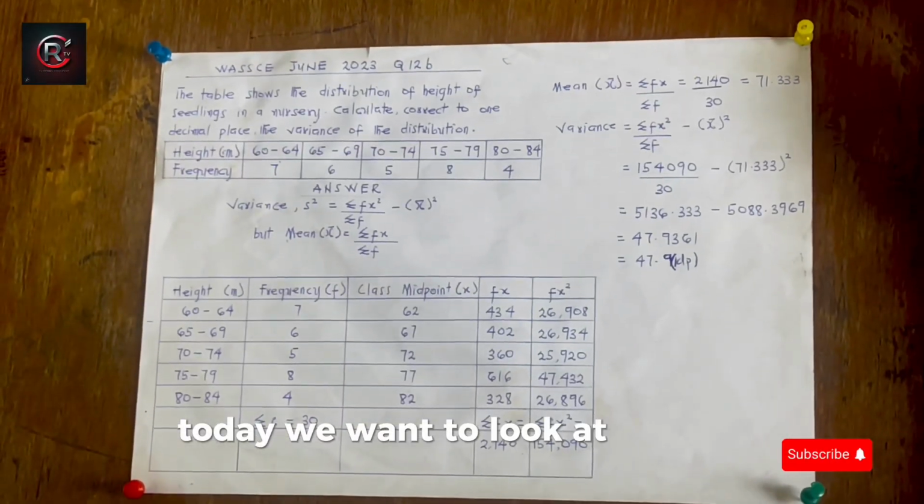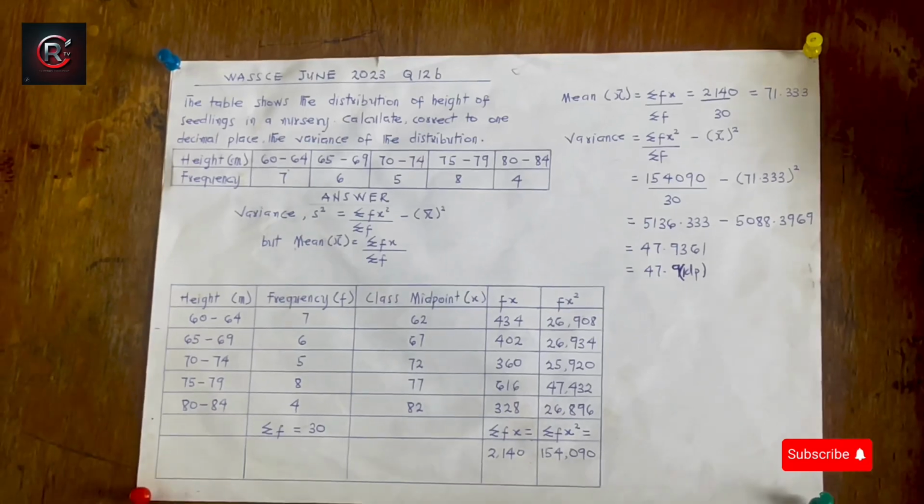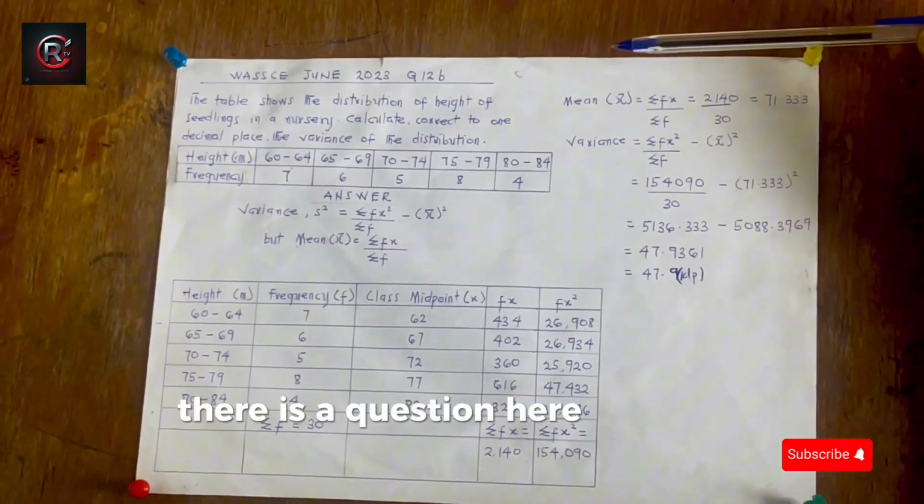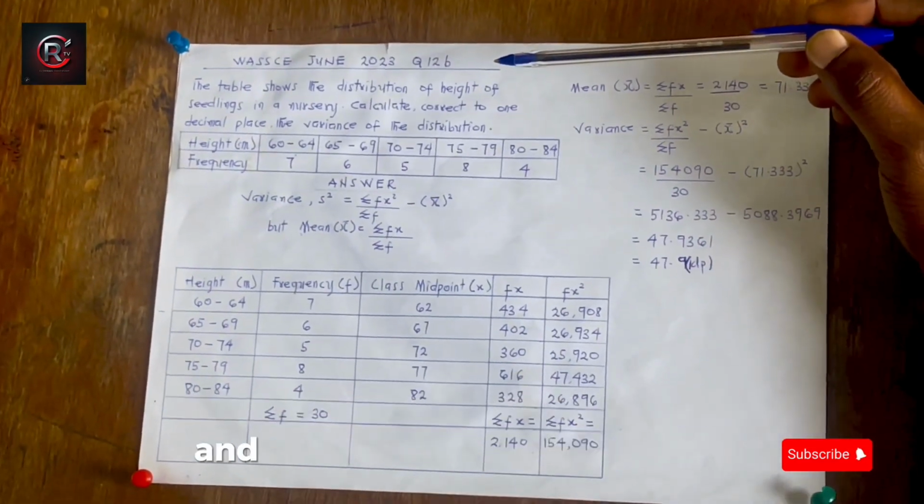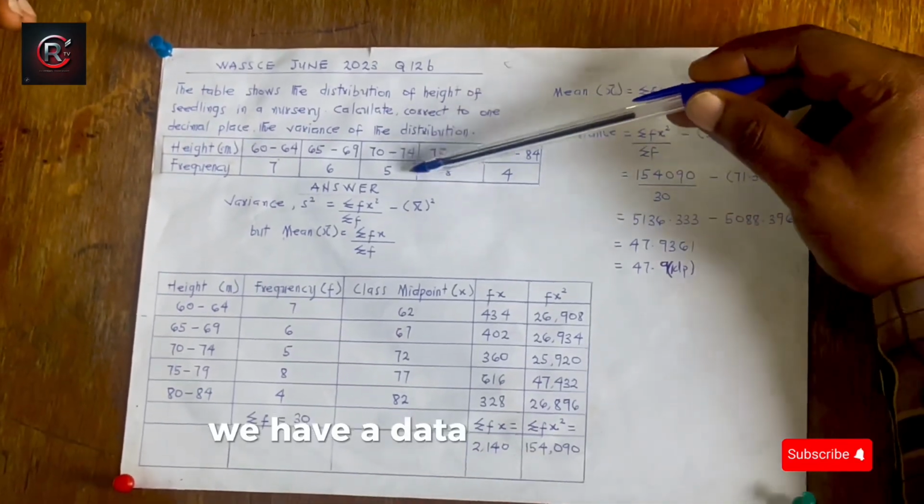Today we want to look at how to calculate for variance in statistics when group data is given. There is a question here, and let's see how we can analyze the question and solve for the variance.